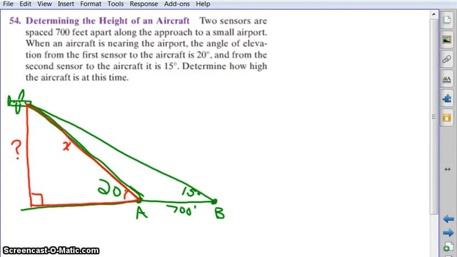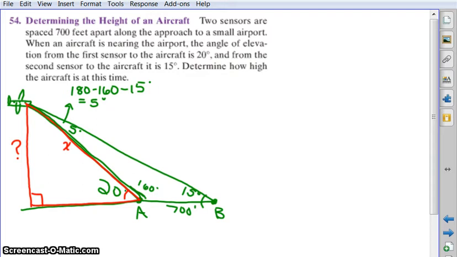Now all I've got here is one angle and a side. But wait, I think I've got this angle as well, because I know that I've got a straight line here at A. Part of angle A is 20 degrees, so this one must be 160. Straight lines make 180 degrees. Well, if I know those two angles, I think I can figure out this angle. I would do 180 minus 160 minus 15 degrees. That's going to leave me with a 5-degree angle right here.